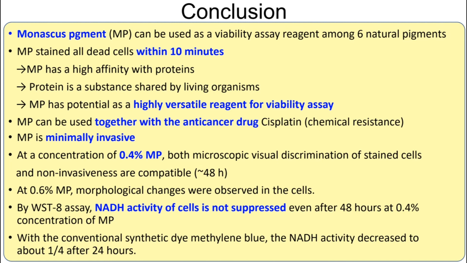At 0.6% monascus pigment, a change in cell morphology was observed. Cellular NADH activity was not suppressed in the WST8 assay, even after 48 hours at 0.4% monascus pigment concentration.